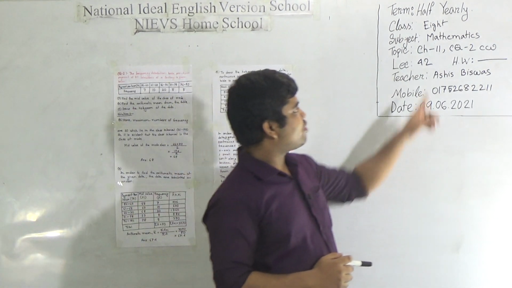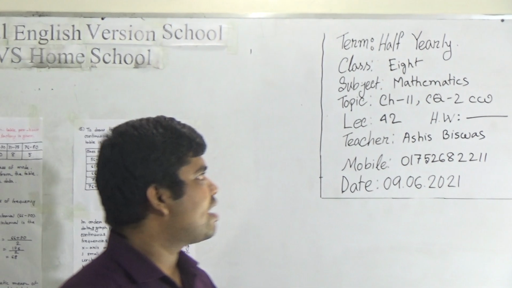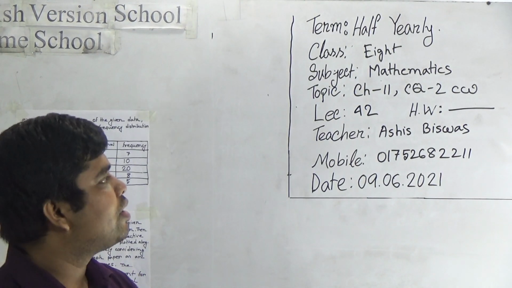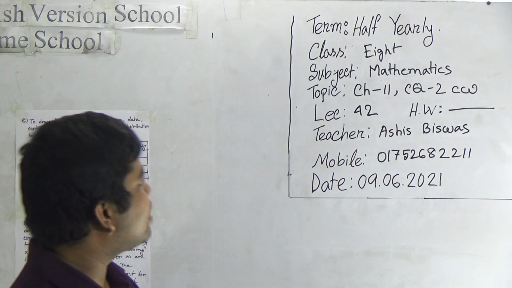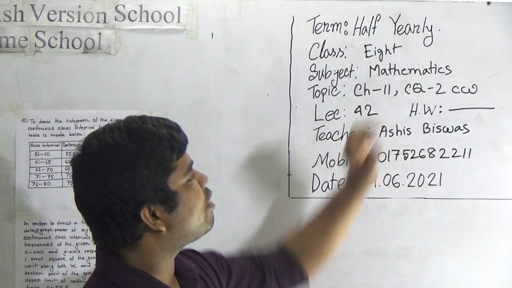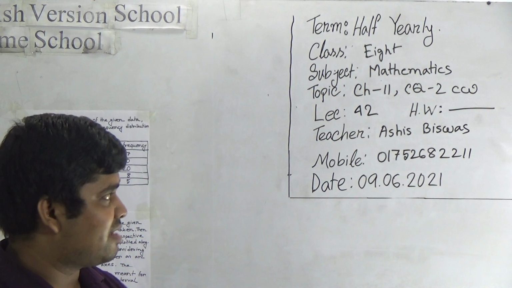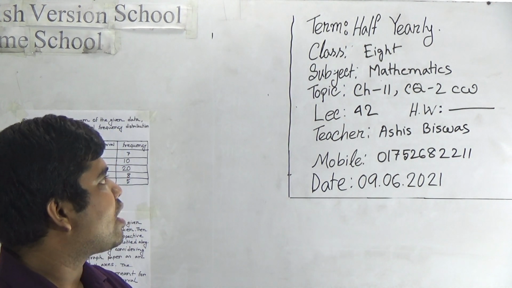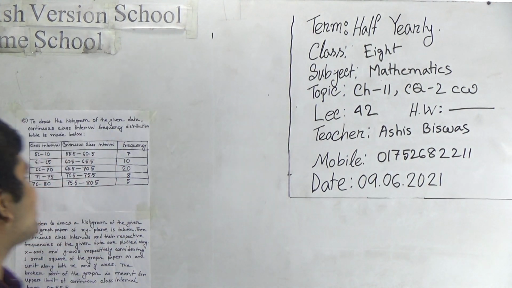Today is our lecture number 42 of half yearly, and today there is no SW. I repeat, there is no SW today. My dear students, the name of our today's topic is Chapter 11. From Chapter 11 we shall solve another CQ, which is CQ number 2, as your CW. Okay my dear students, let us start our class.